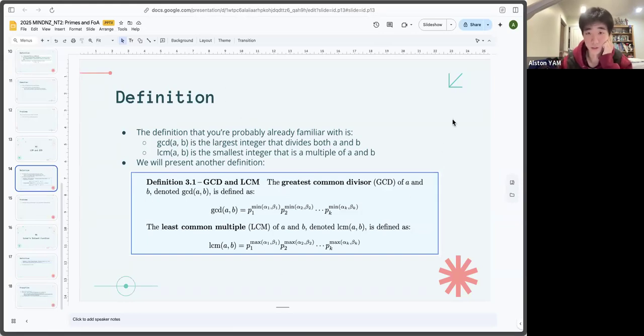Yeah, so we have the definition here. We've just taken the prime factorizations of A and B, and we define the GCD to be the minimum of the exponent of each prime factor. And we define the LCM of A and B to be the maximum. We take the maximum exponent of each prime factor.